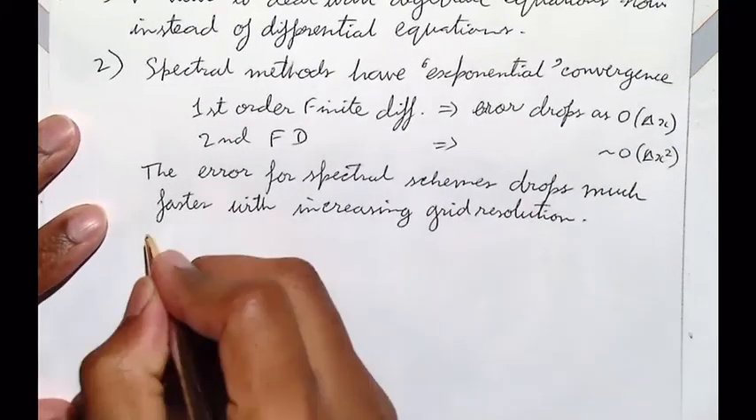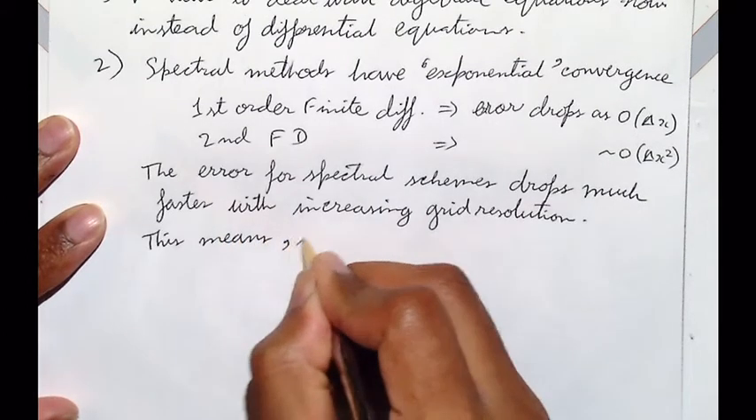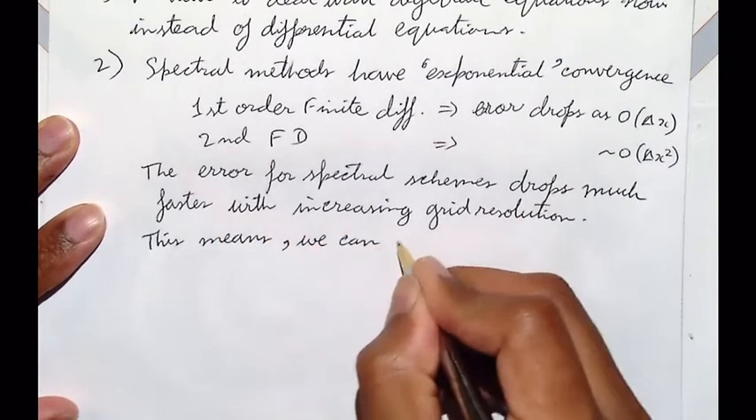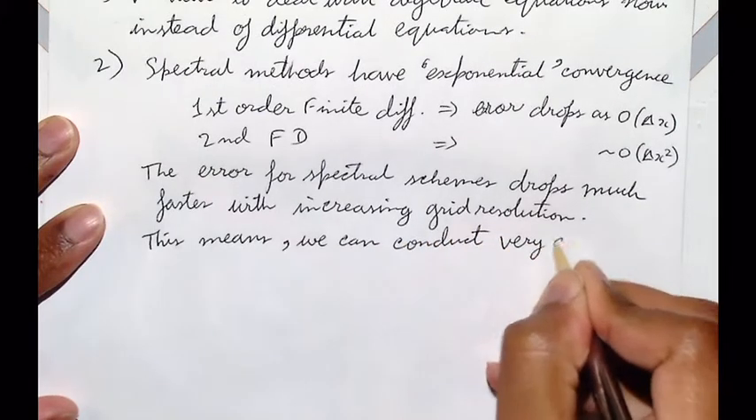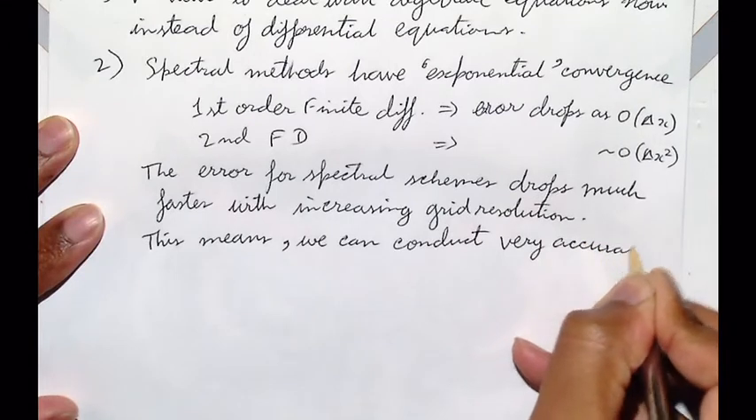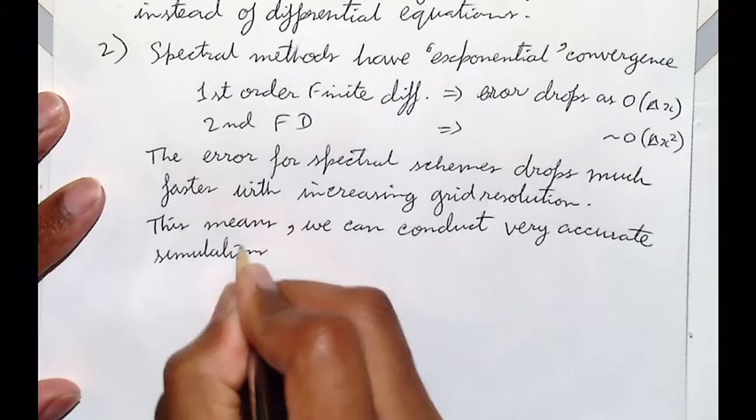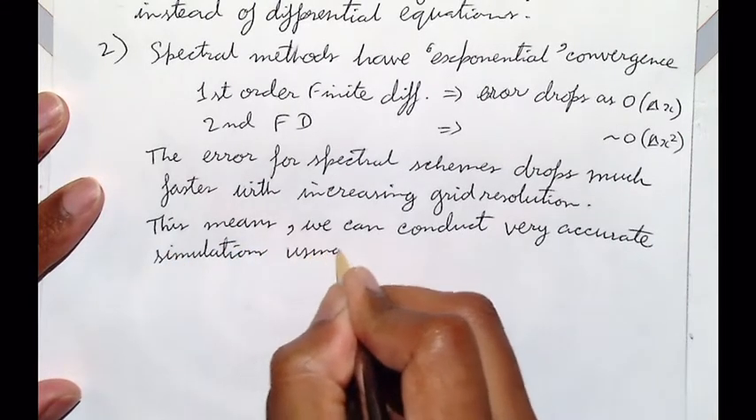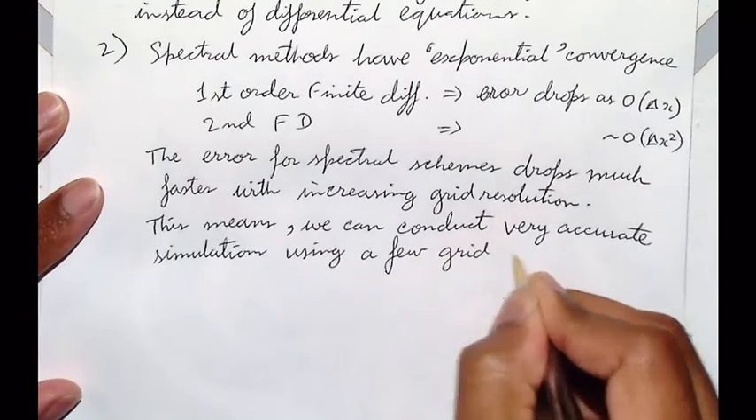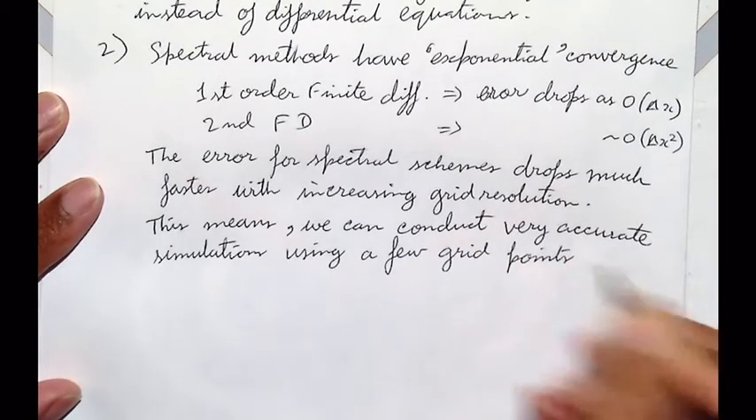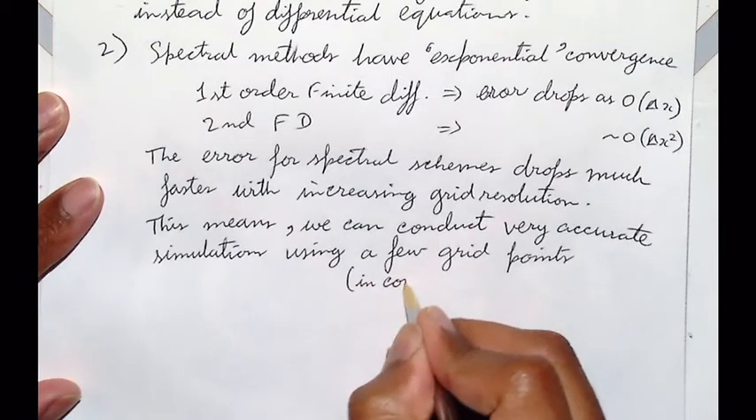So this means we can conduct very accurate simulations using a few grid points. And again, this is relative. It's in comparison to finite difference schemes.